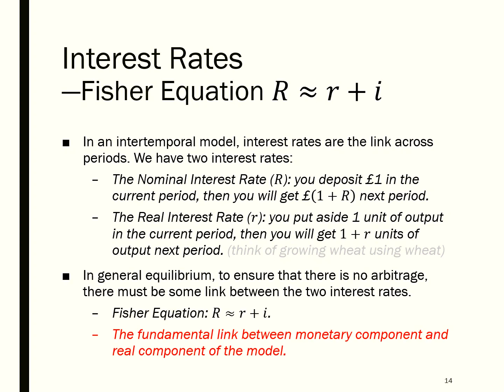And this is what we are going to derive, the Fisher equation. The big R must be equal to or approximately equal to the little r, the real interest rate, plus inflation rate. This is called the Fisher equation because the economist Fisher invented this. And this equation describes the fundamental link between the monetary side of the economy and the real side of the economy. And we are going to derive this equation in the next slide.